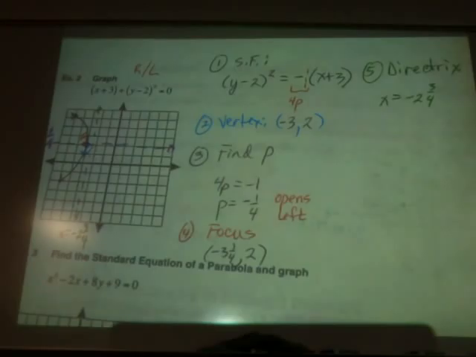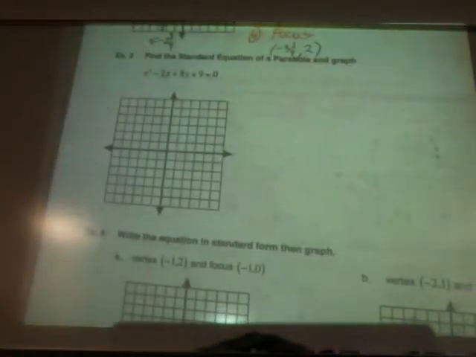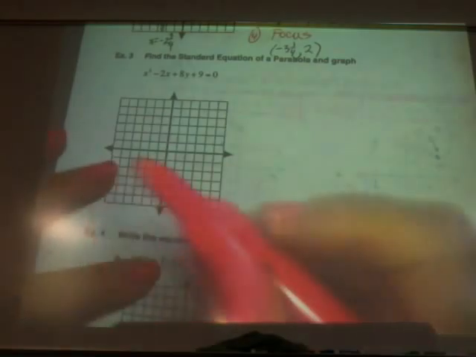All right, look at number 3. What's wrong with this one? Yikes. There's no parentheses, right? What do you think that means to you? You're going to have to complete the square to create parentheses. Yay. So here's what I want you to do.